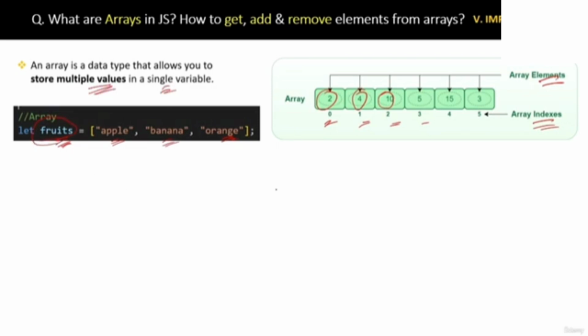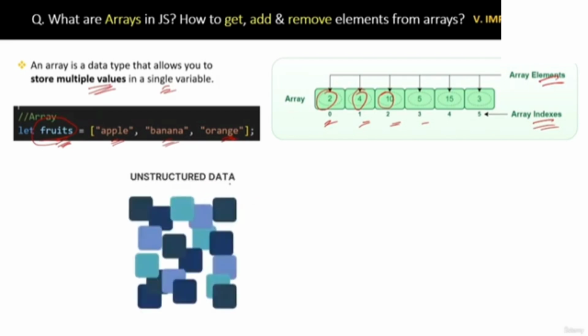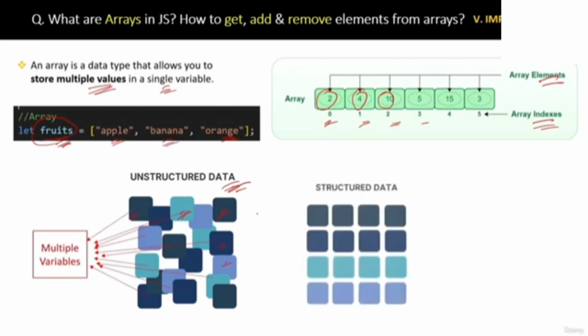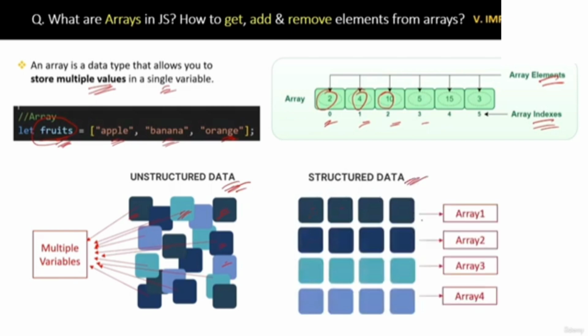In our projects or applications, we have a lot of data. And without arrays, the data will look something like this: unstructured data. Here, different data is stored in different variables, and it is very difficult to maintain this. But we can structure this unstructured data with the help of arrays like this. Here, different types of data will be in very few arrays, which is also very easy to maintain. So that is the advantage of arrays, to structure the data in a better way.